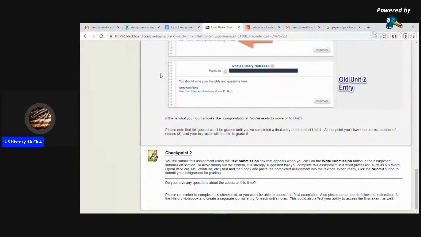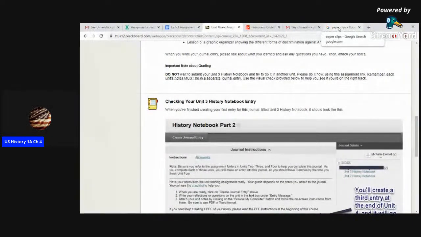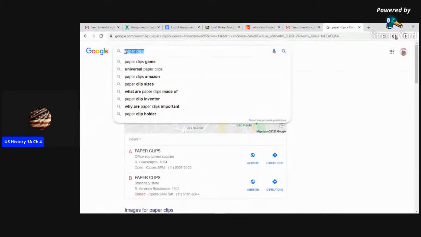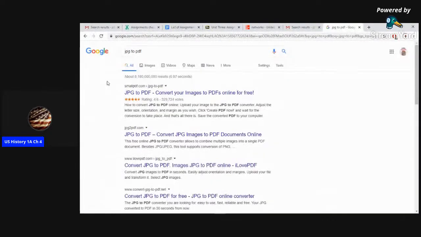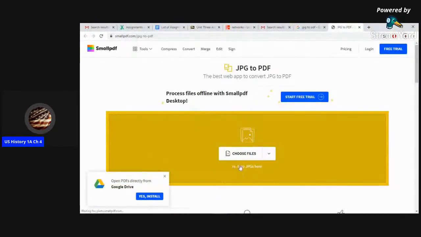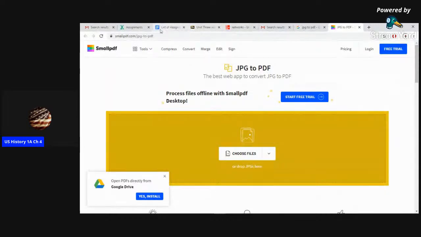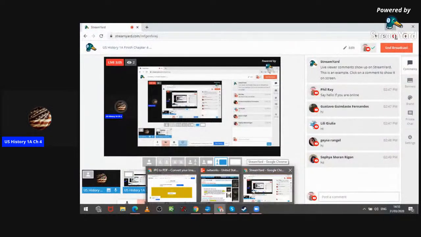If you're taking a picture, you can transfer it to PDF by just going on Google, and then usually pictures are JPEG, okay, to PDF. If you click on any site, you should be able to find a cool PDF converter, and then you get your file, put it on here, and it'll download onto your computer as a PDF. Is everybody cool with that? Okay.